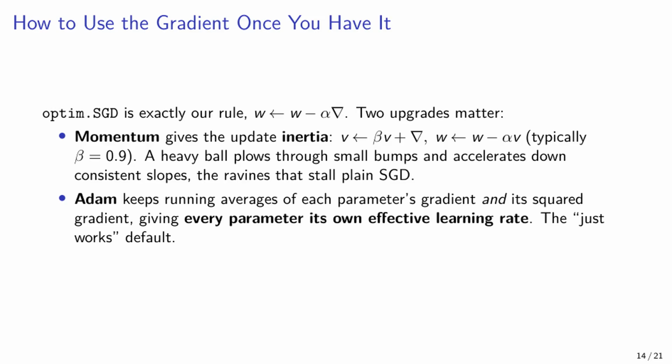The second upgrade is Adam. Adam keeps a running average of each parameter's gradient, which is the momentum idea, and also of its squared gradient. It uses that second quantity to give every parameter its own effective learning rate. In practice, Adam is the just-works default.